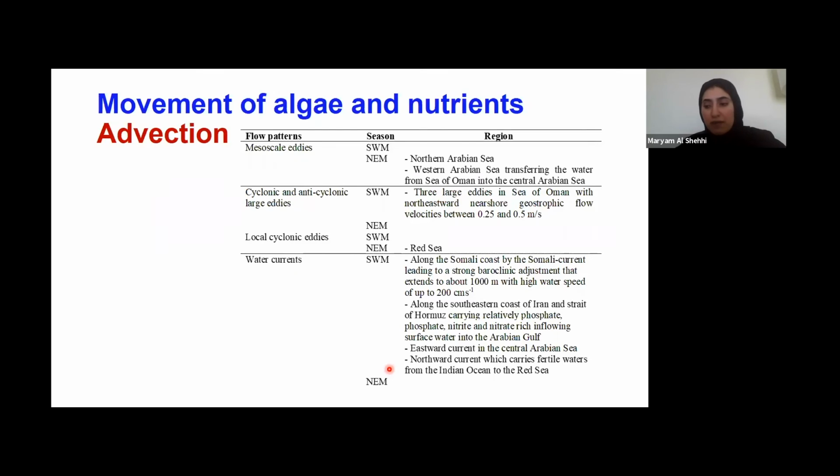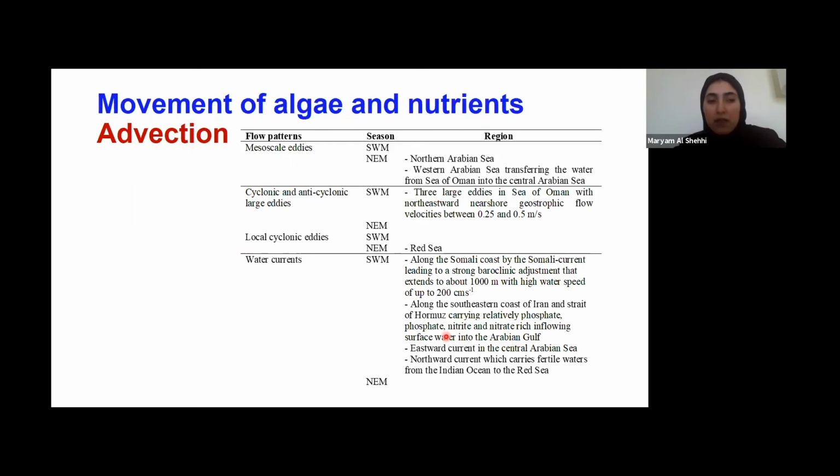In addition to that, we also have the advection. So advection in the region means that the nutrients and blooms can move horizontally, and the horizontal movements of the bloom can be as mesoscale eddies or cyclonic, anticyclonic large eddies, or as local cyclonic eddies, or by the water currents. And we have found and spotted the location of these eddies and the season where they are strong.